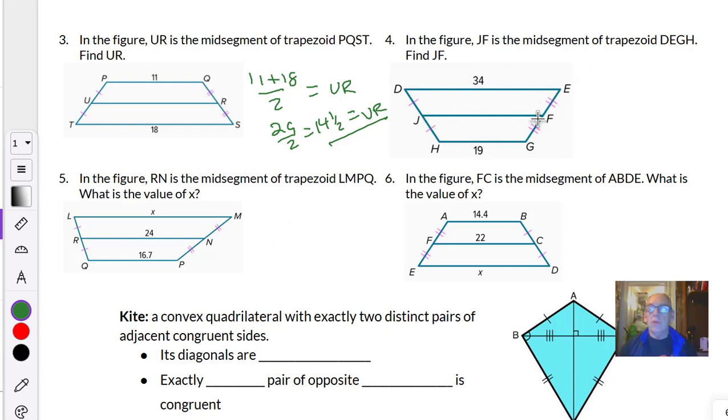Here, this is the midsegment. We want to find the length of it. 34 plus 19 divided by 2 is going to be the length of JF. This gives us 53 over 2, which gives us 26 and a half for the length of JF. So we got 26 and a half. Over here we had 14 and a half.